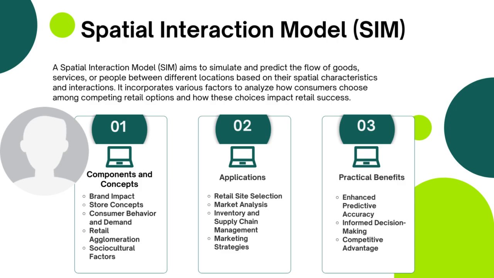Applications of SIM are retail site selection, market analysis, inventory and supply chain management, and risk management strategies. So these are the applications in which we can utilize SIM to have better optimized results. Its benefits, which we have seen previously with how geomarketing can benefit us in many ways, are similar: SIM gives us an enhanced way to get optimized results in predicting the accuracy of our revenue and sales, informed decision making, and competitive advantage.